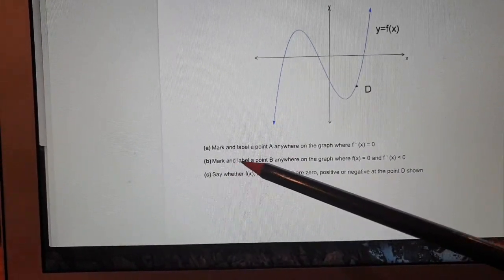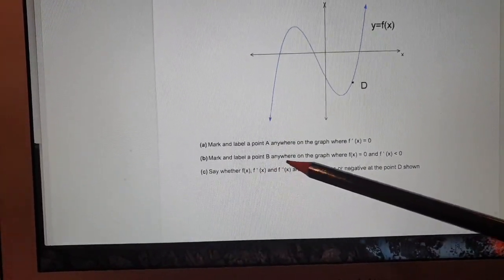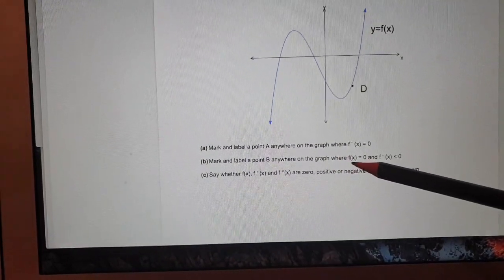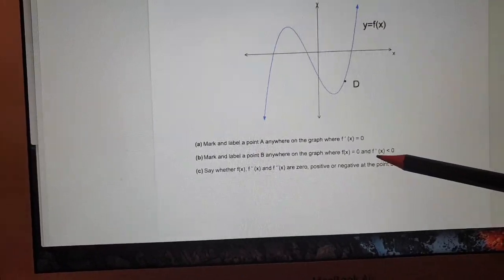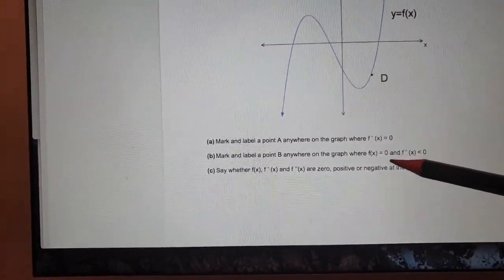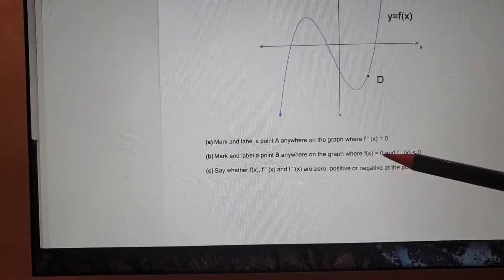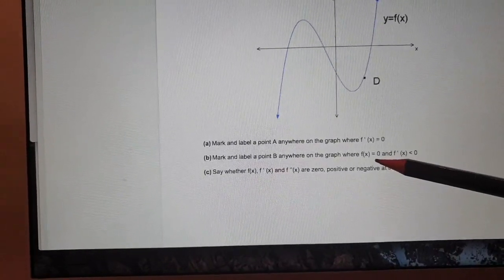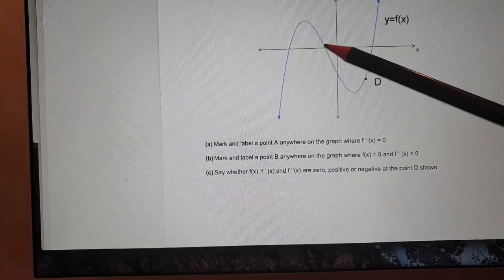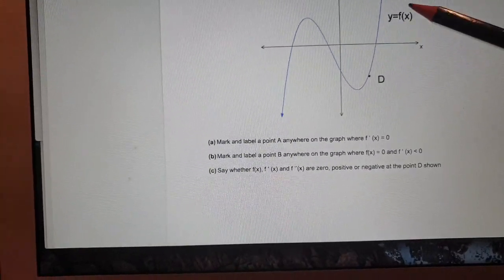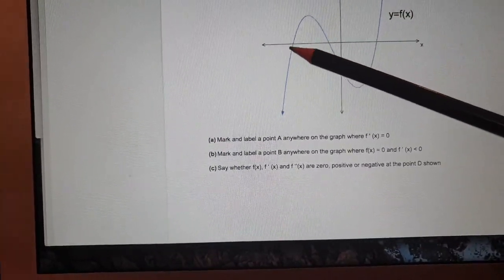B says mark and label a point B anywhere on the graph where the function itself, f of x, equals 0, and the derivative is less than 0. So let's look at this first condition to start with. f of x is equal to 0. So that could happen here, here, or here. f of x is 0 at all of those points.